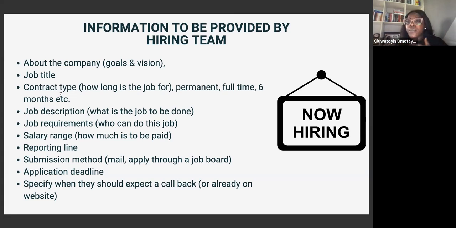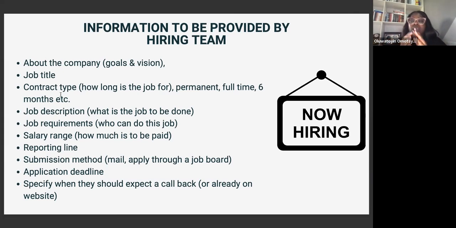Another thing to indicate will be the submission method. How do you want them to submit the application? Is it by sending an email? Do they have to send their CV to an email, or they need to apply through a job board? Okay. You also need to specify the application deadline. At what point would CVs no longer be considered for this role? Okay. One other thing you should specify is when they should expect a callback.